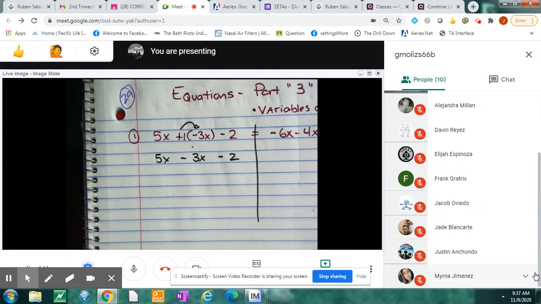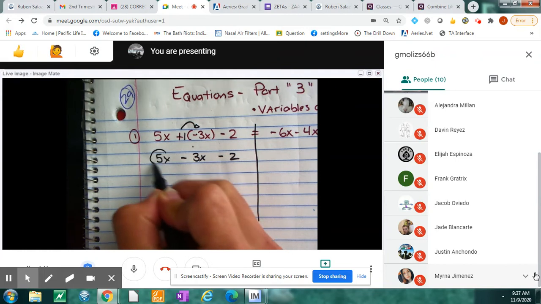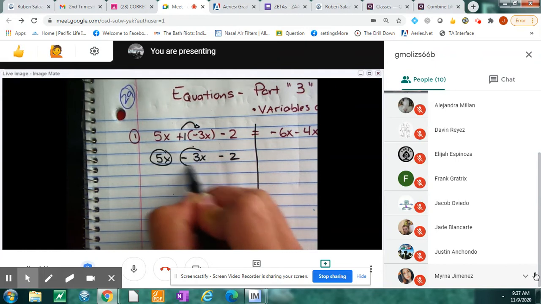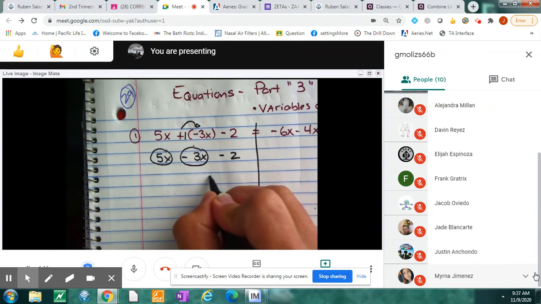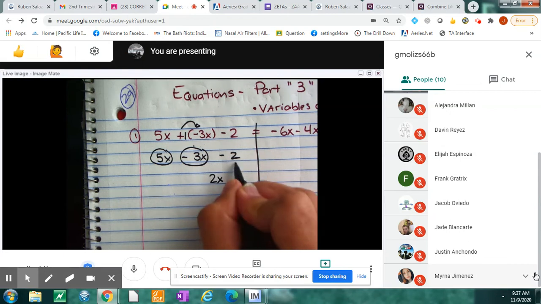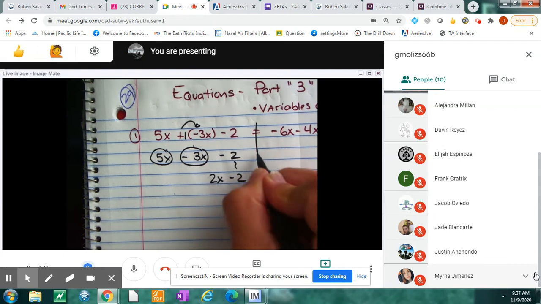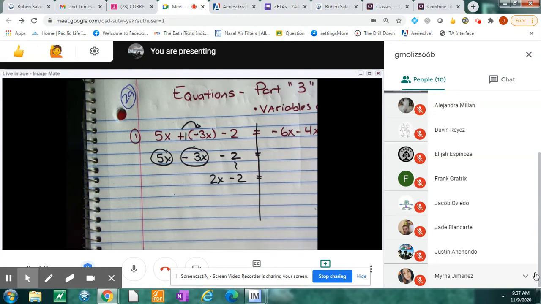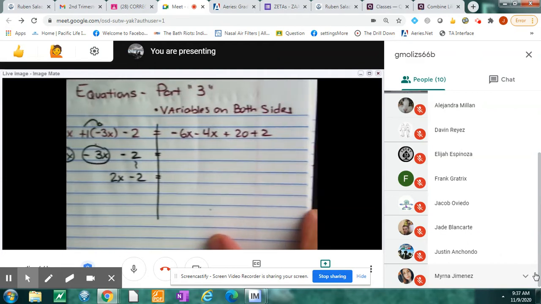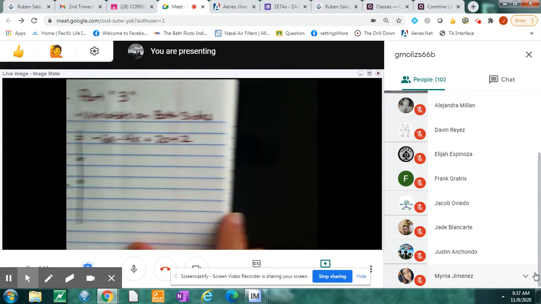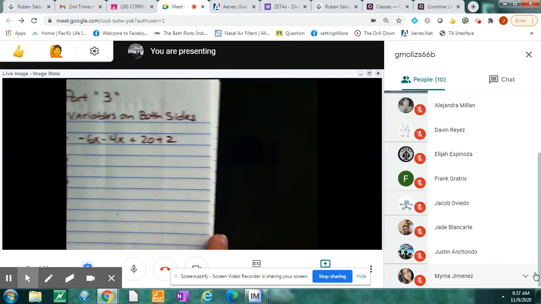Okay, so now can we keep going on the left side? Yeah, keep going. So I'm going to combine 5x and the -3x, but it's minus. So 5x minus 3x is 2x. And we bring down the -2. And don't forget to put the equal sign on the line. Okay? See that? So we're done. We can't do anything else. So then on the right side, we do the same thing.